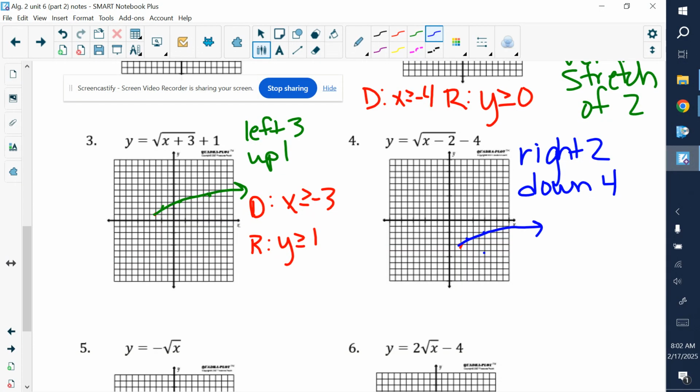All right, for number 3, our graph went left 3 and up 1. So my new 0, 0 was at -3, 1. Notice how that relates to our domain and range. And then I forgot to do domain and range on the last one. Right 2. So now my domain is going to be x values greater than or equal to 2. And down 4 means my range is going to be y values greater than or equal to -4.